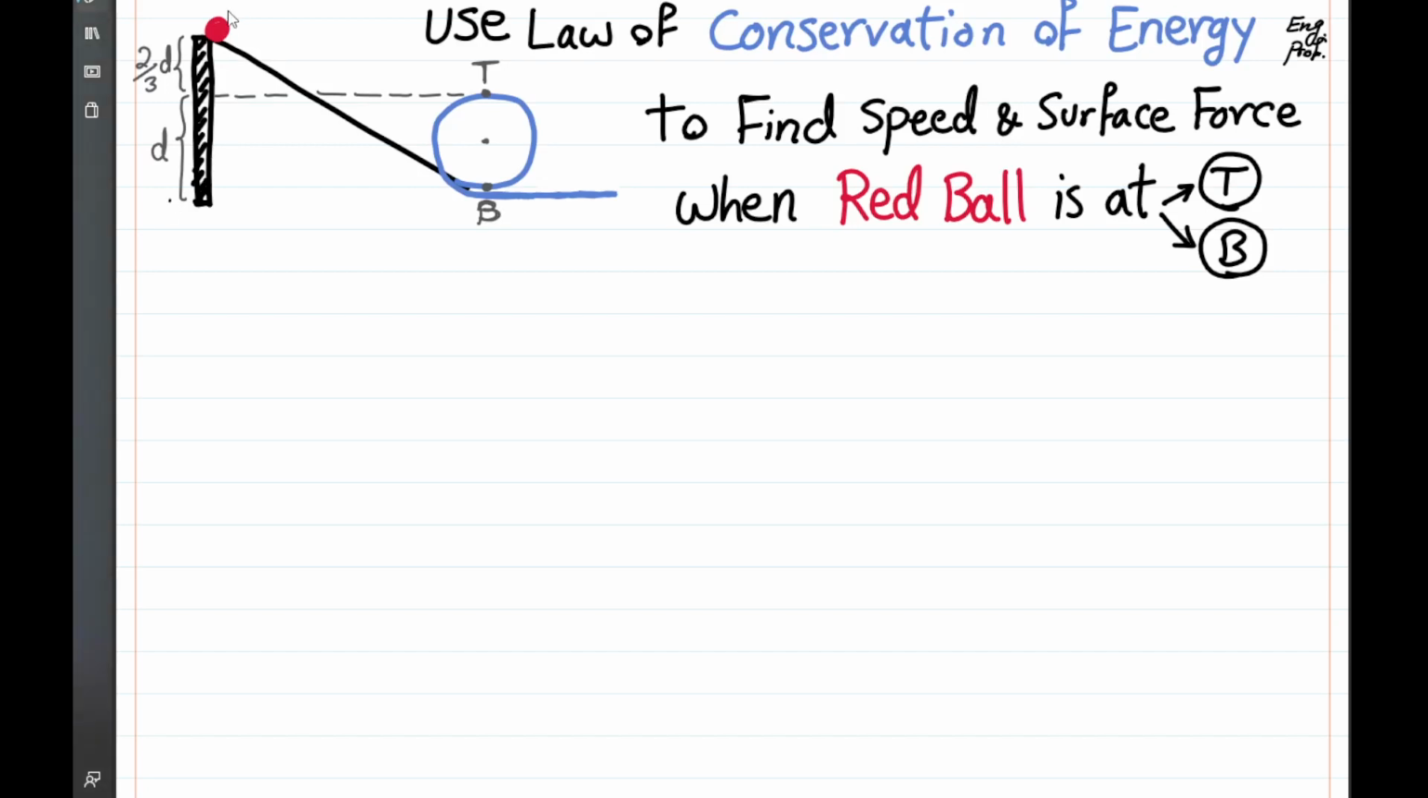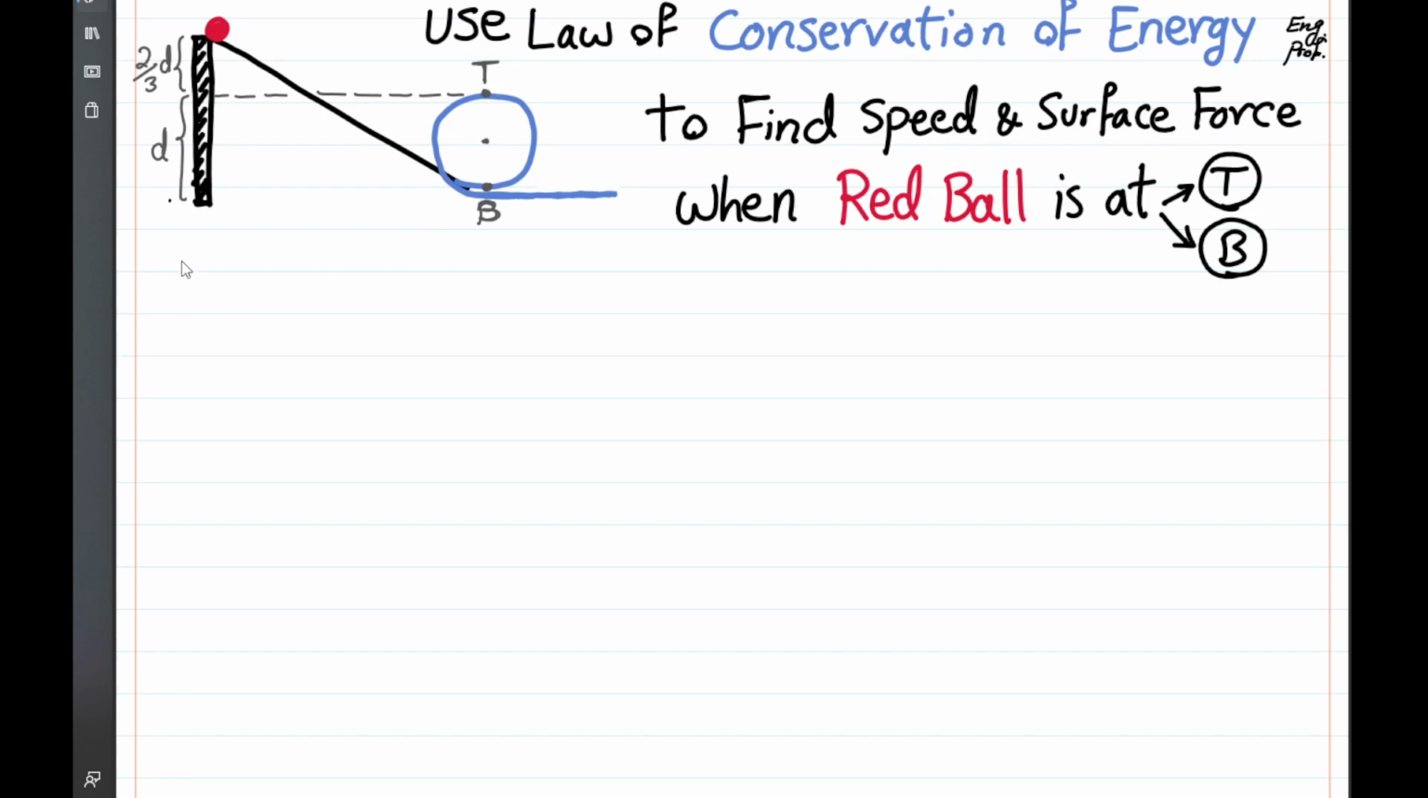In this mechanical structure, we have a red ball at this height with initial zero speed, rolling along a frictionless surface and getting into the inside of a circle, rolling from point B to point T on top and then rolling out. We want to find the speed of this red ball when we get to point B and point T, and also the corresponding surface force that is exerted on the ball.